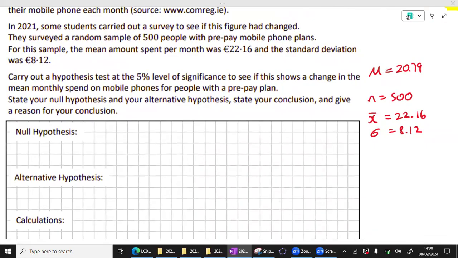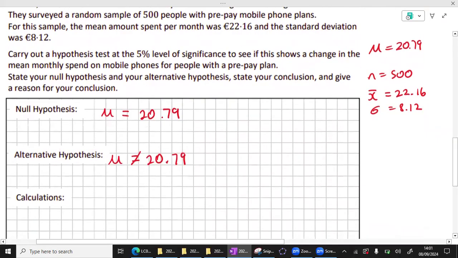State the null hypothesis and the alternative hypothesis. Okay, so because we're working on a mean and not on a proportion, we should be on the right-hand side of the cheat sheet. So we start off with the null hypothesis: the mean is 20.79. The alternative hypothesis is that it's not 20.79. So the average bill is not 20.79. Now I have to do my calculations, the calculations I should be doing if I have a mean.